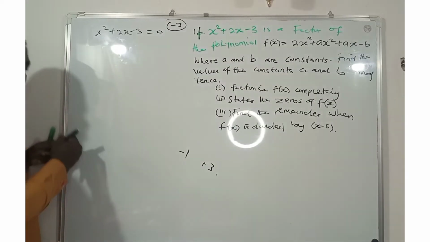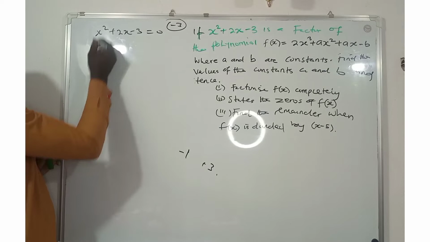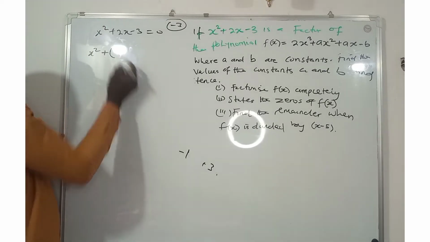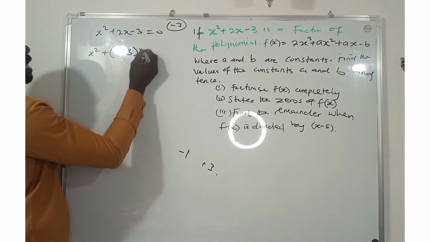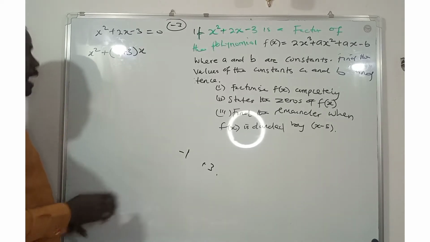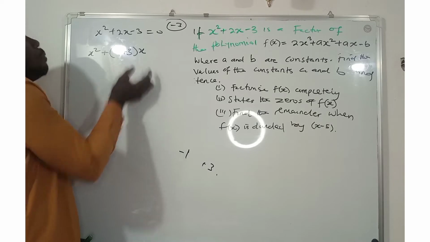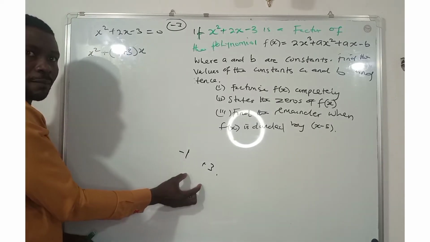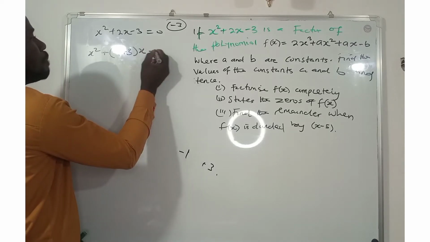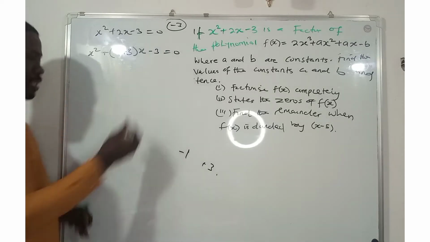Now, what I need to do next is to bring the x squared down. Then I will say plus. These two numbers, I will place them inside a bracket and then place the x outside. Why am I doing that? I'm doing that because minus 1 plus 3 will be what? 2. So I'm simply substituting the 2 here with those two numbers. I will now go ahead to say minus 3. I bring down minus 3 and that is equal to 0.